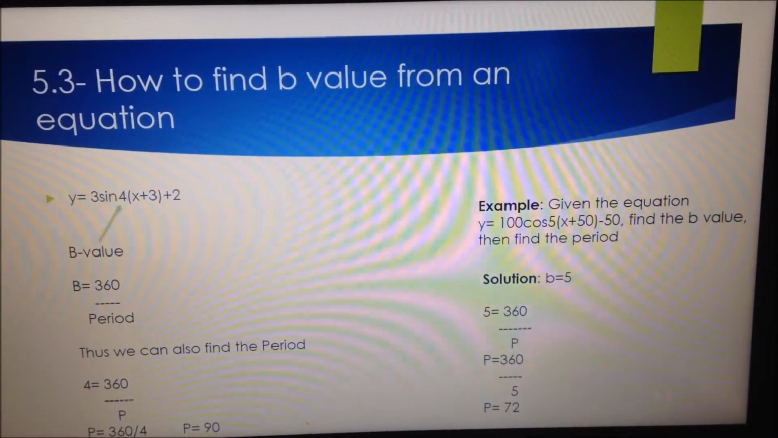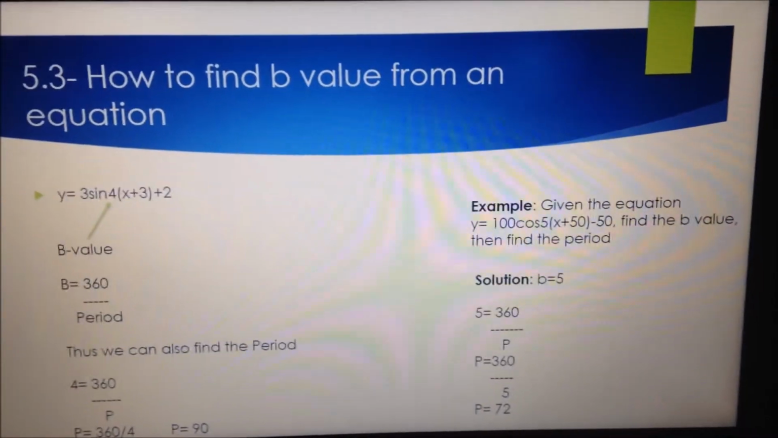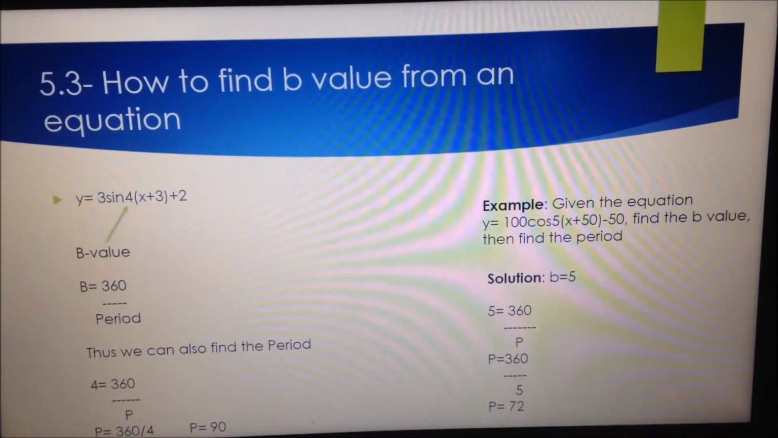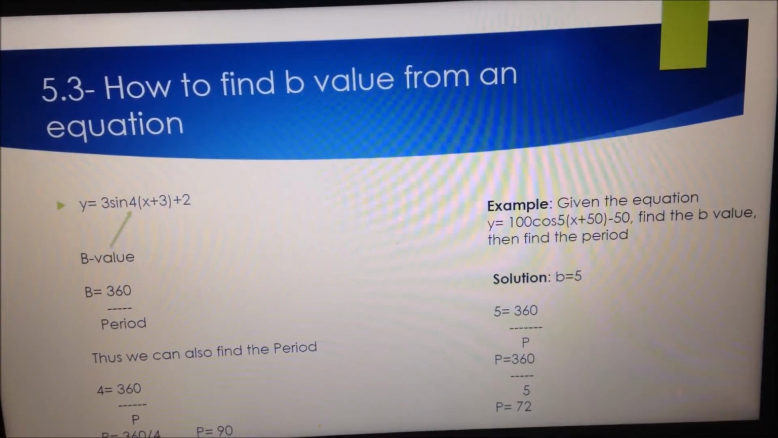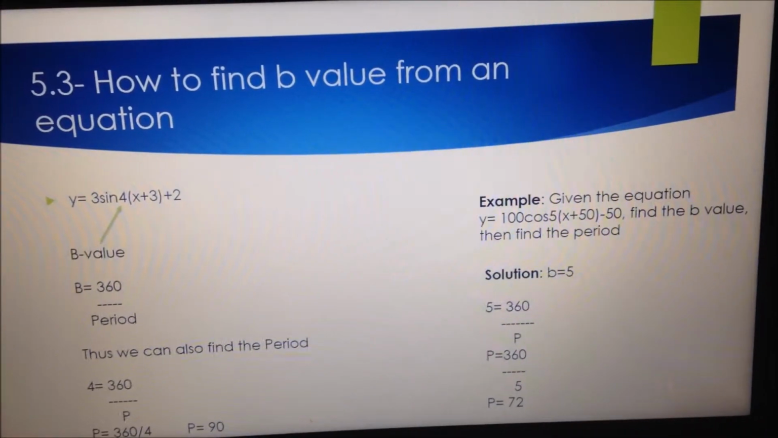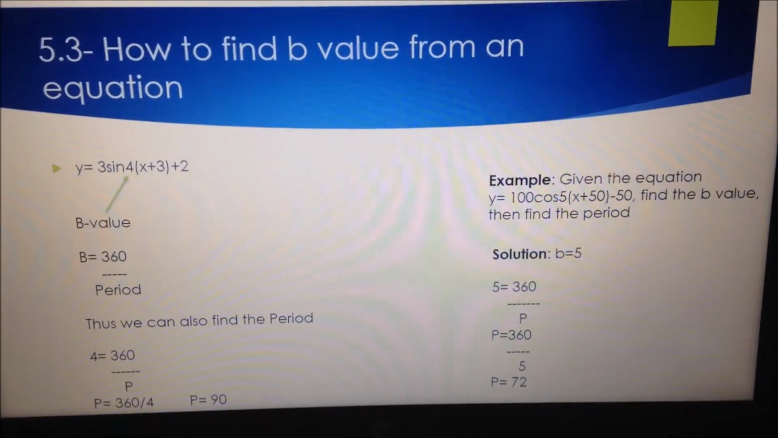Given the equation y equals 100 cos 5x plus 50 minus 50, find the B value, then find the period. Well, we know the B value is 5, and therefore we could just rearrange for the period, so it would be 360 divided by 5, and we know the period is 72.